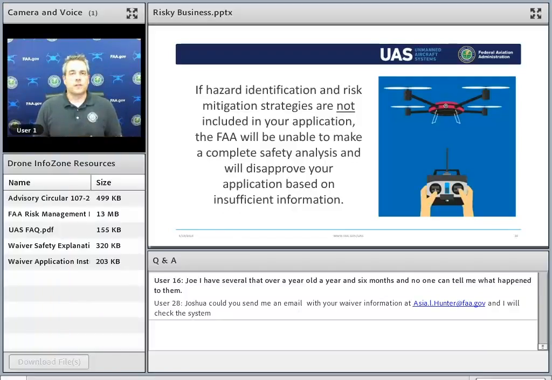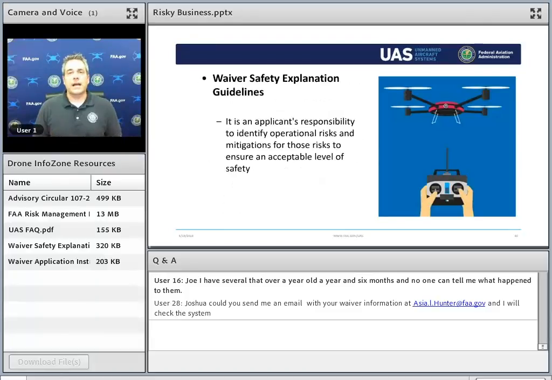Now, we've talked a lot about hazard identification, risk assessment, mitigation, and things like that. I want to emphasize one more time, if you're not providing hazard identification and risk mitigation strategies in your waiver application, we are unable to make a complete safety analysis, and therefore we'll have to disapprove the waiver application. So go back to some of the very first slides I talked about. Why is this stuff so important? In a waiver application, in particular, it's absolutely critical that you do risk assessment with hazard identification and risk mitigation strategies. We really need to see this stuff from you. And as I said a few times, it's a very individual process. You have to do what works for you and provide mitigation strategies that work for you in your waiver application.